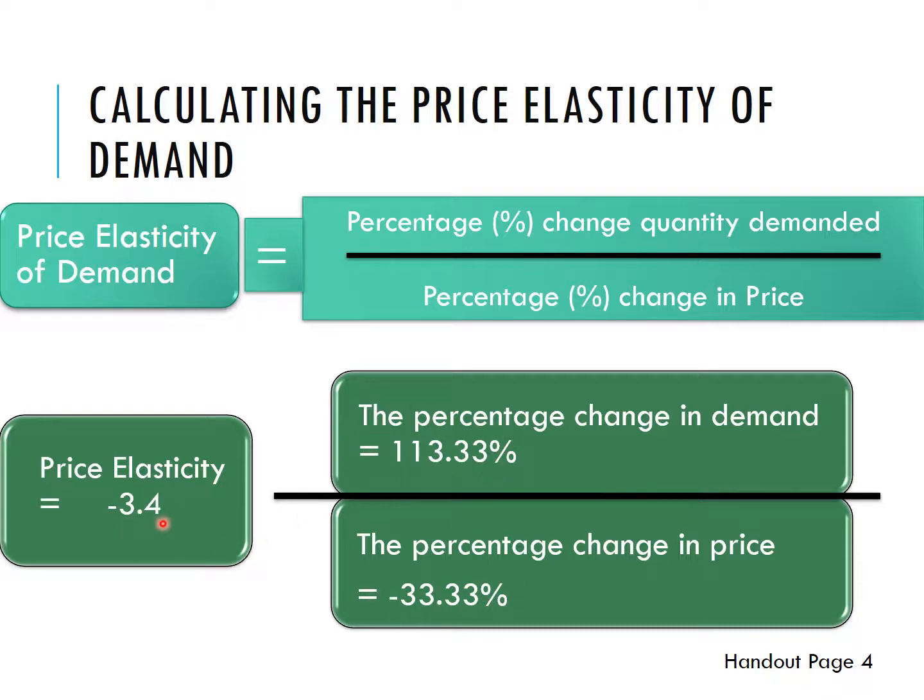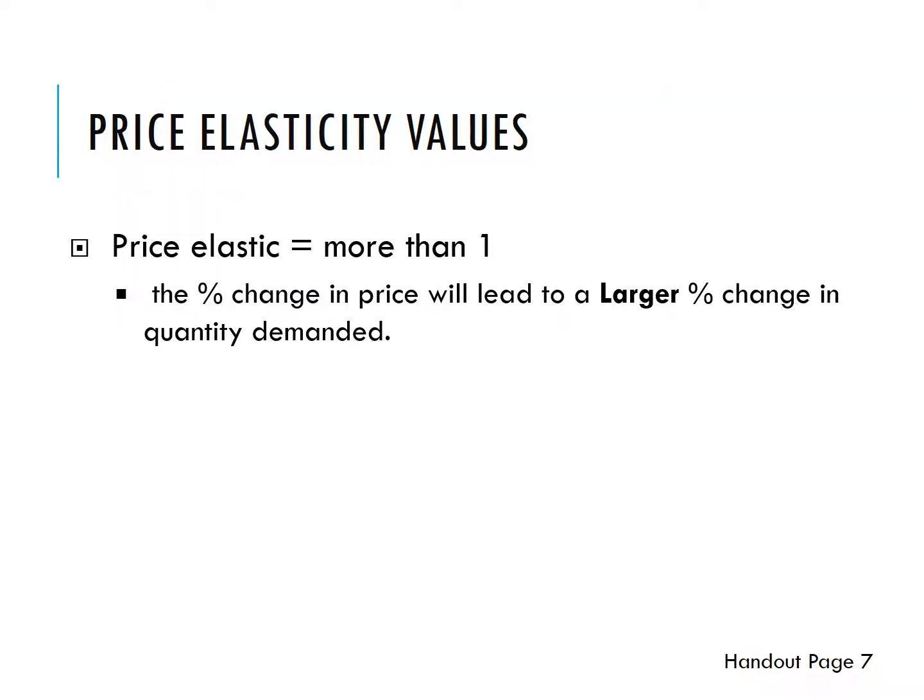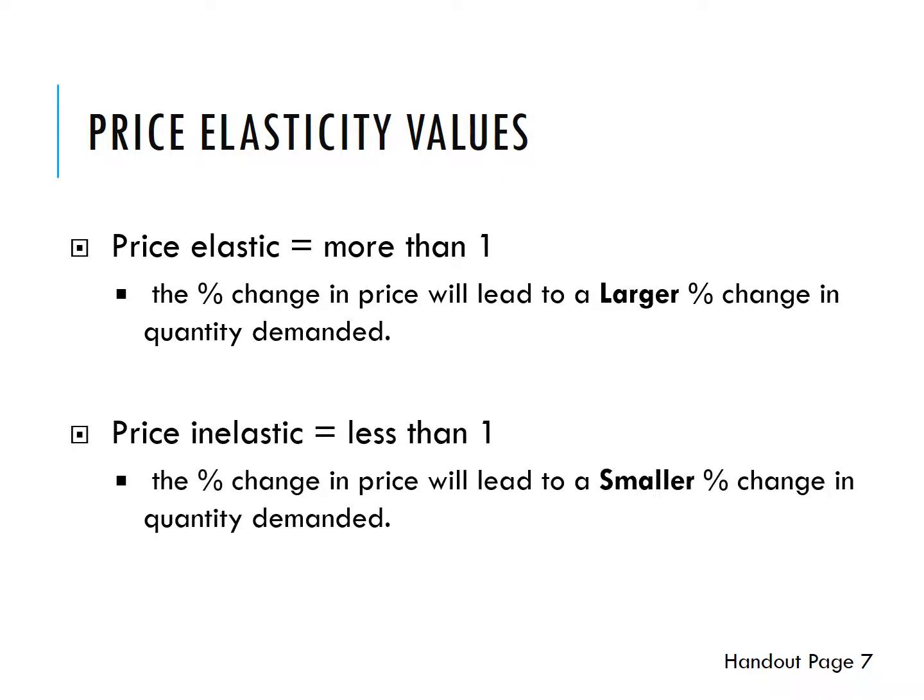And also this number 3.4 is bigger than 1. Now what does that tell us? Well, that's right, it tells us that the demand here is price elastic. So a quick reminder that if the number is more than 1, it means the percentage change in price will lead to a larger percentage change in quantity demanded. If it's less than 1, it will lead to a smaller percentage change in quantity demanded.